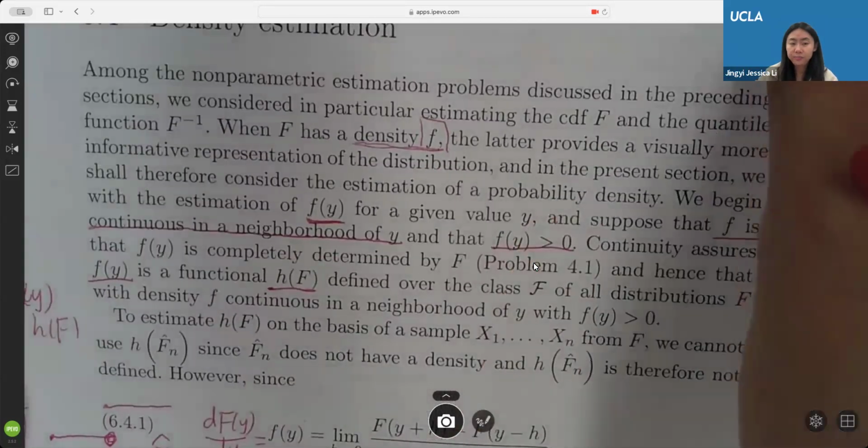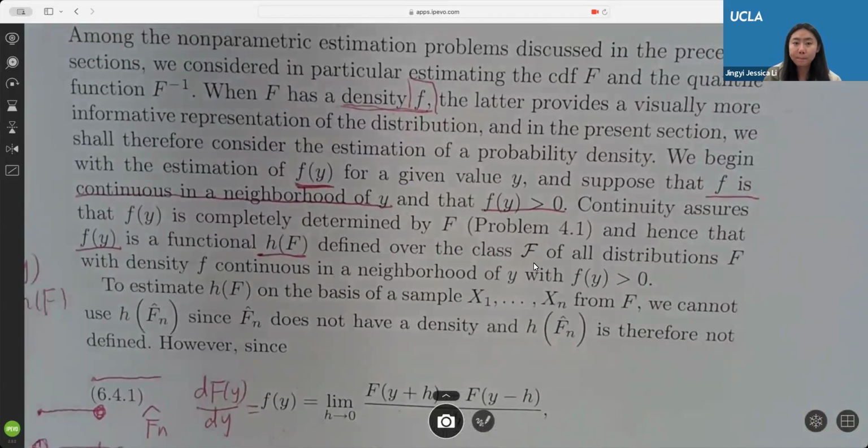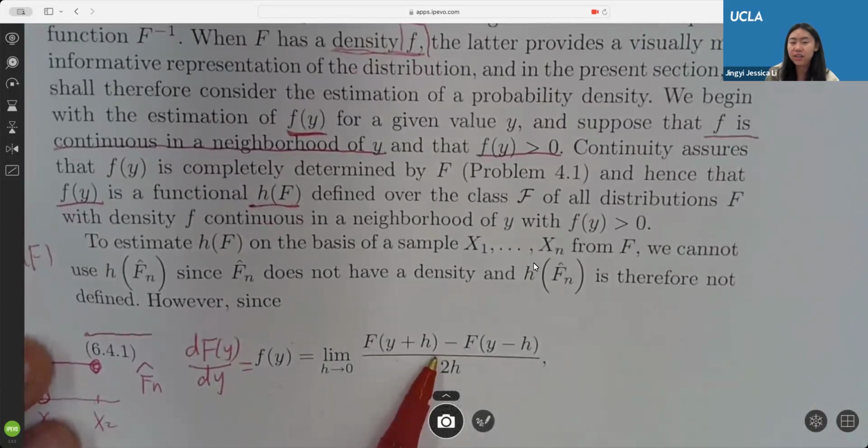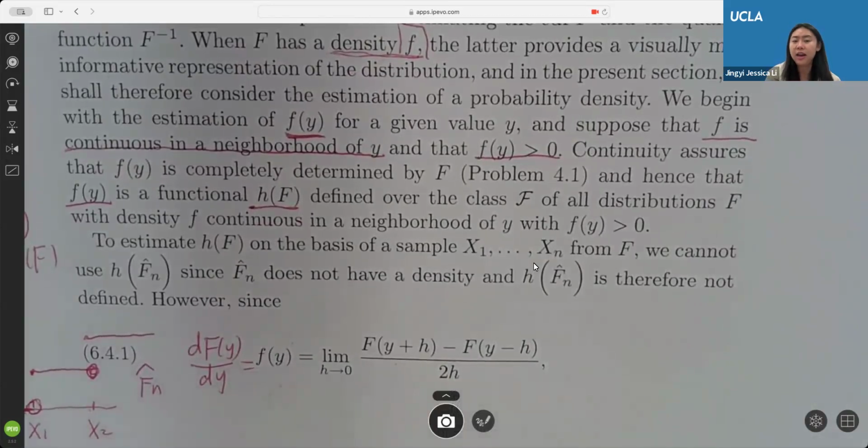we're not directly doing the plugin, because we need to actually express our density function in terms of our CDF function, right? And then we plug in the CDF. So the idea here is to go back to the definition of the density function as a derivative.